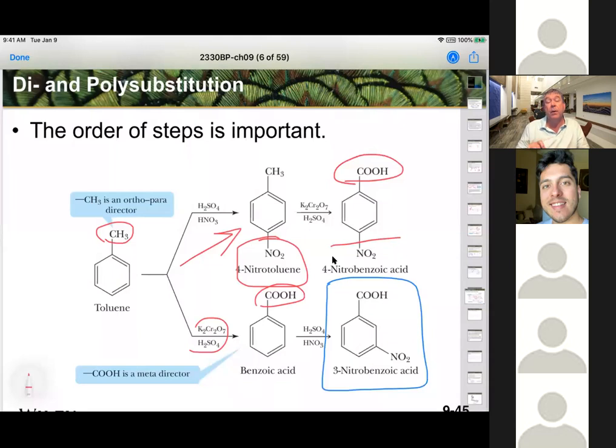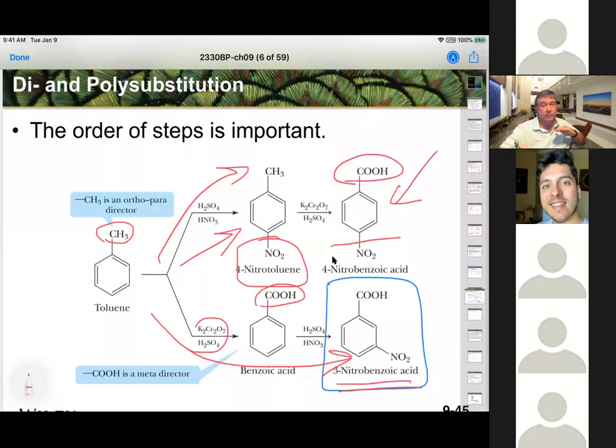So that's where ortho-para direction and activation come into play. It would be a much higher yield to go this way, but the wrong isomer. This is going to be a lower yield, but the right isomer. So that's where the interplay of the activation versus direction comes in.